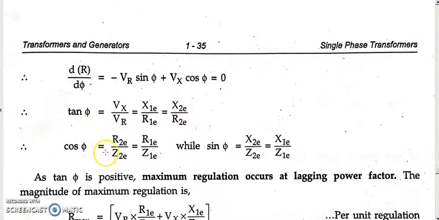Now here you can see I can write this tan phi, that is X2e by R2e, in this fashion as well. How? You can see cos phi is equal to R2e by Z2e, and also you can write it as R1e by Z1e. Similarly, sin phi can be written as X2e by Z2e as well as X1e by Z1e.